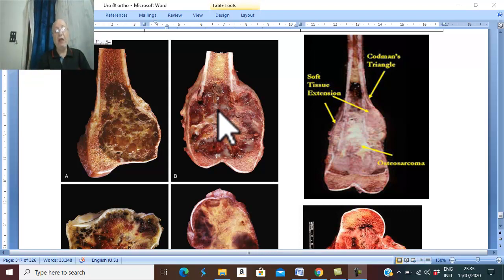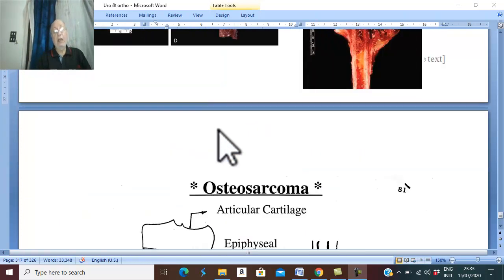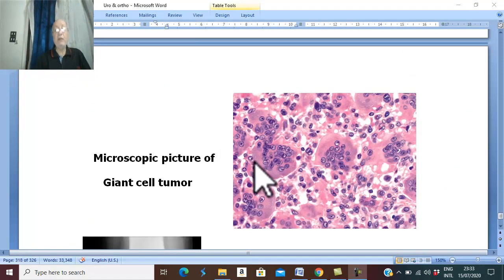What is the pathology of giant cell tumor? The cell origin is uncertain, but histologically the tumor shows many giant cells similar to the osteoclast. Therefore, in the past, it was believed that the tumor originated from the osteoclast, and therefore it is called osteoclastoma. But nowadays this is not accepted, and the cell origin of the tumor is unknown and uncertain.